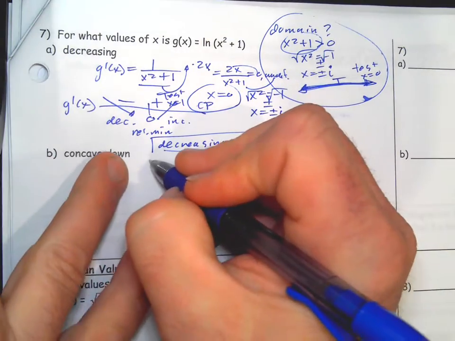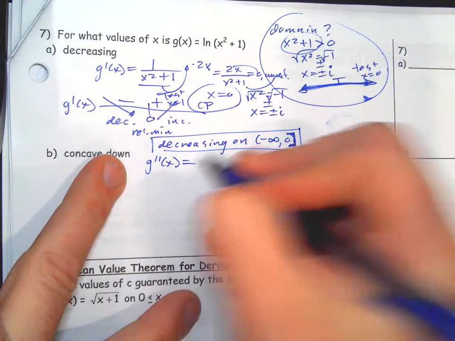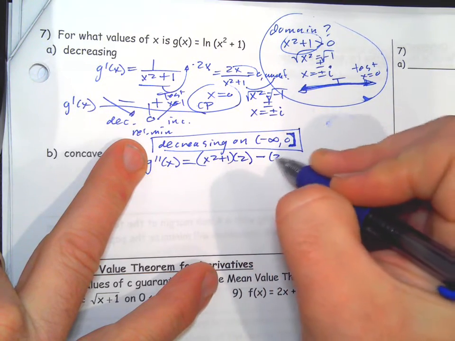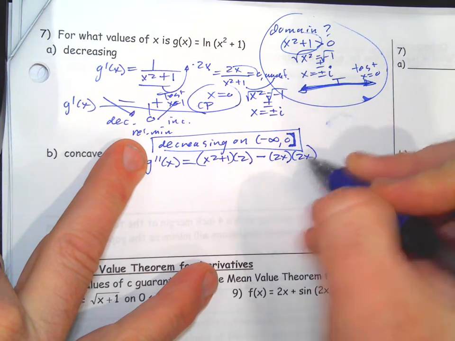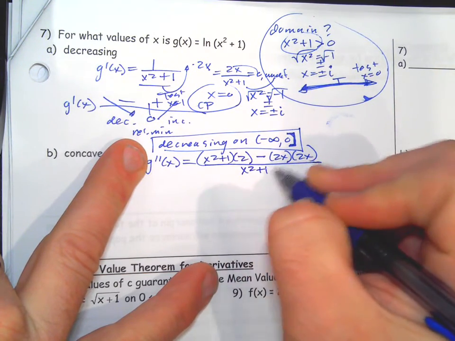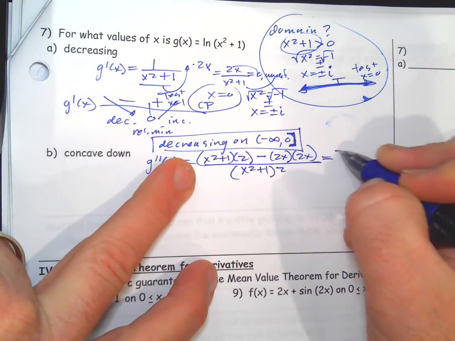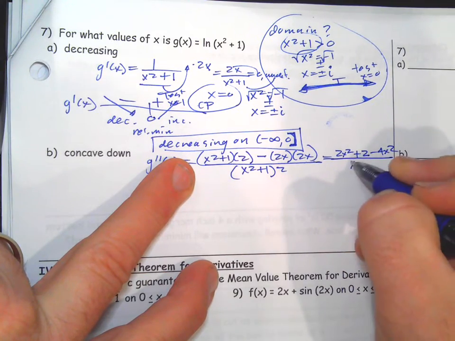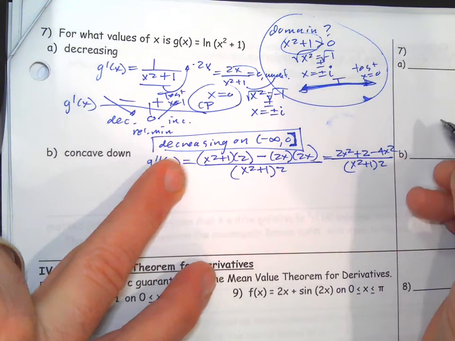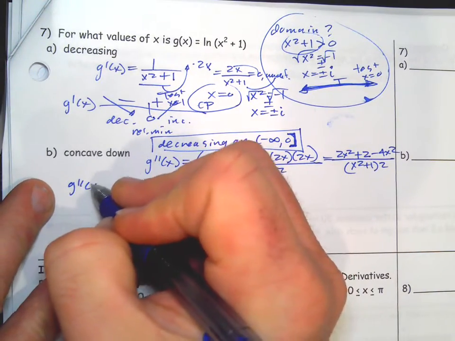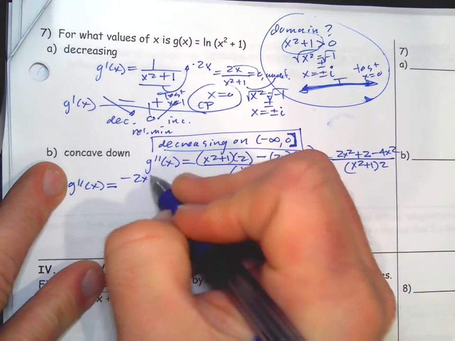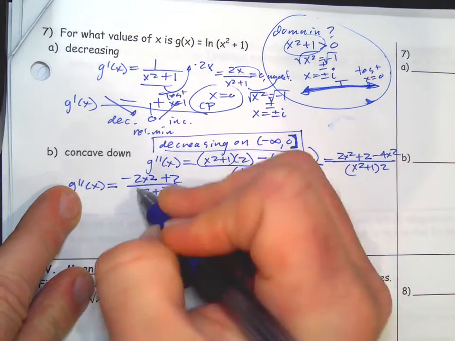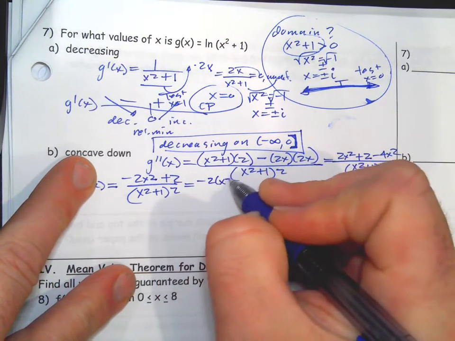Concave down, it's the second derivative. We could do quotient rule, low d high minus high d low all over low squared. So that's 2x squared plus 2 minus 4x squared. And let's see, let's keep going. That's going to be negative 2x squared plus 2. Leave the bottom factored. I'm going to factor out a negative 2. That's x squared minus 1.